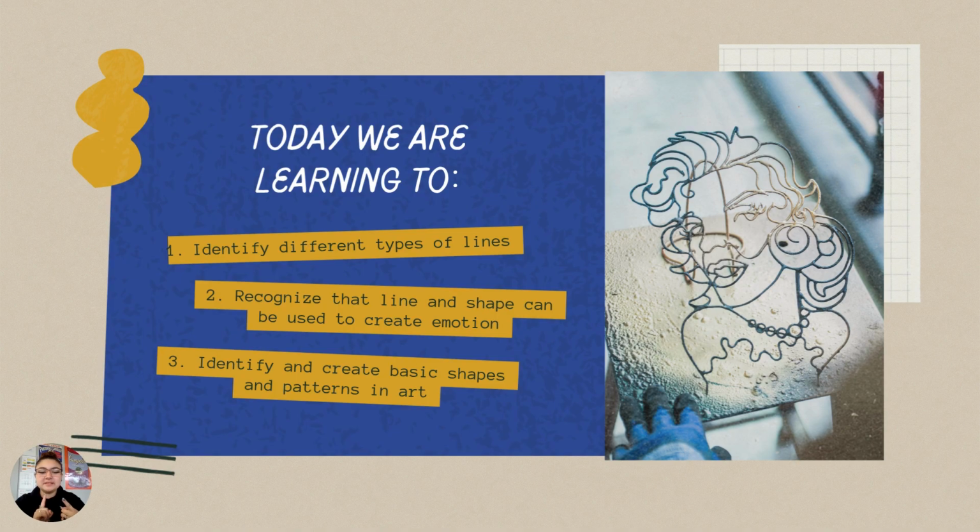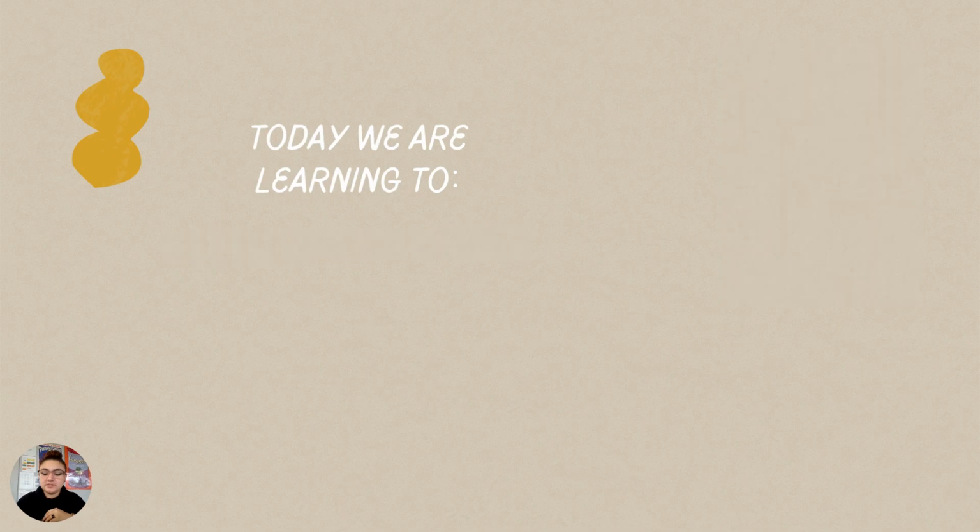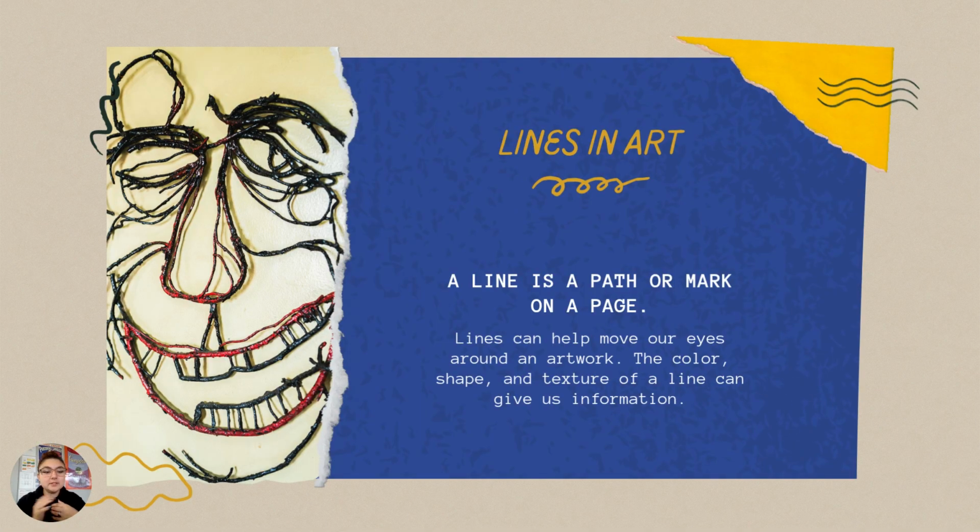So, we're going to talk about the different types of line, how to recognize that line and shape can be used to create an emotion, and identify and create basic shapes and forms and patterns in our own art.